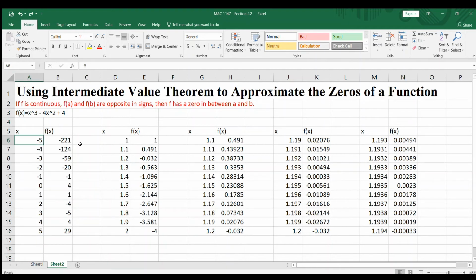Okay, let's summarize everything. First, we create a table that consists of several values of the x variable. Then we ask Excel to compute the value of the function f by triggering some function that you see on the top here. By looking at the value of f and using the intermediate value theorem, we know that at least there must be a 0 in between 1 and 2. Then we modify the value of x because we want x to be from 1 up to 2. So in the middle, we would have 1.1, 1.2 up to 1.9. By looking at the second table, we know that the value of the 0 must be in between 1.1 and 1.2.